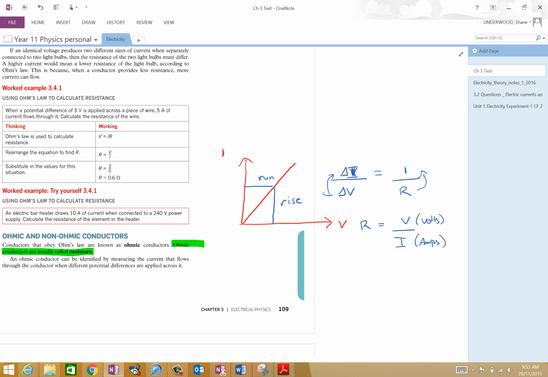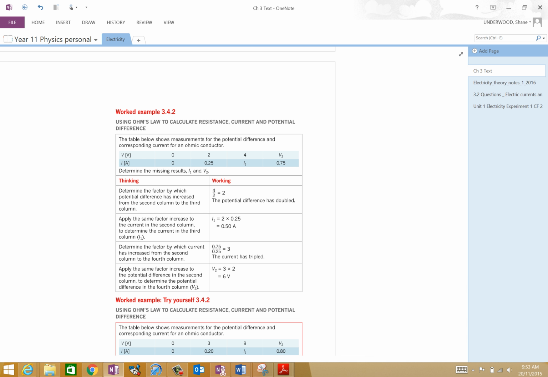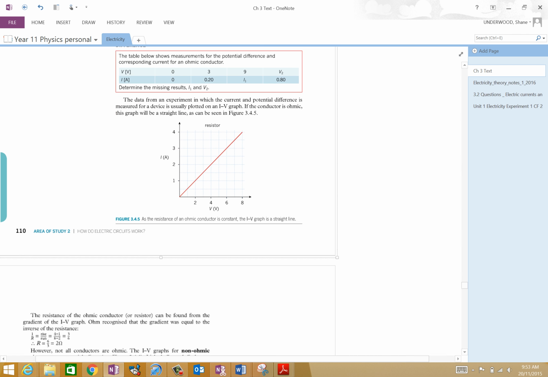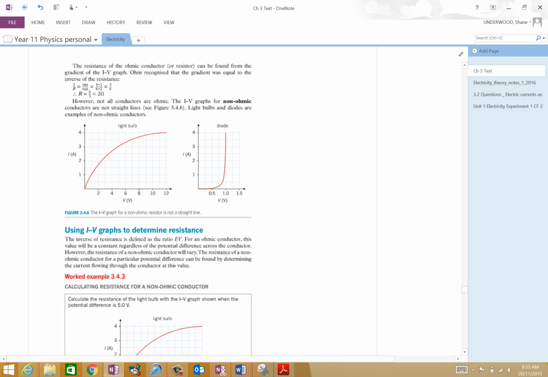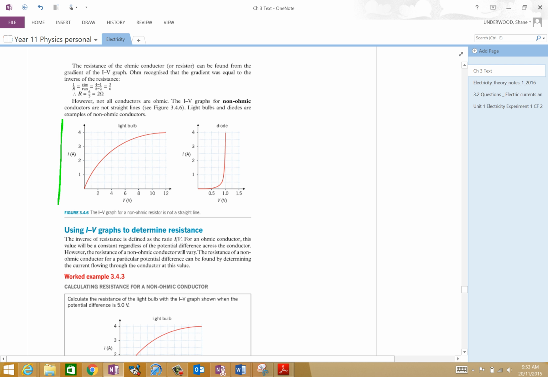Now we're going to have a look at some examples of using Ohm's law to calculate current, potential, resistance, and so on. But you might recognise, if I go a couple of pages over, that this is what we would have expected, this graph here for our light bulb. That is what we call a non-ohmic conductor because it's not a linear graph, it's not a straight line.